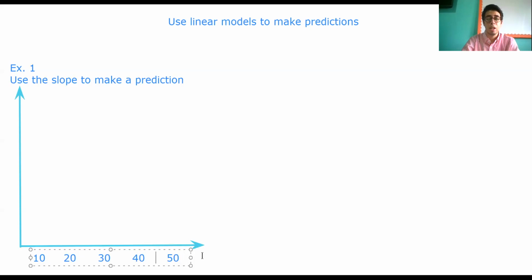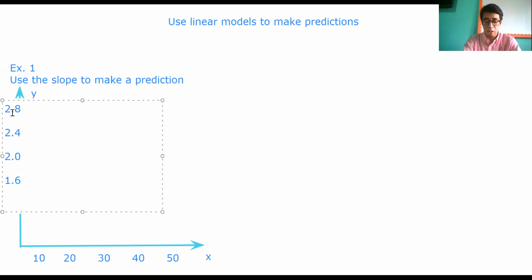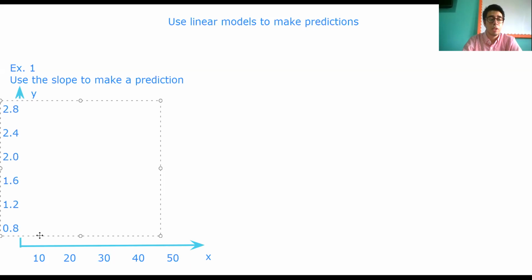Remember, this is the x-axis, okay? And this is y, and I'm going to write the coordinates 2.8, 2.4, 2.0, 1.6, 1.2, and 0.8. This is what we have for this. I think that we can have it in this.